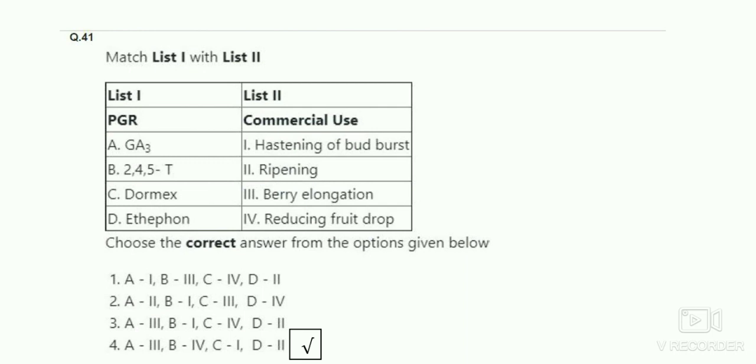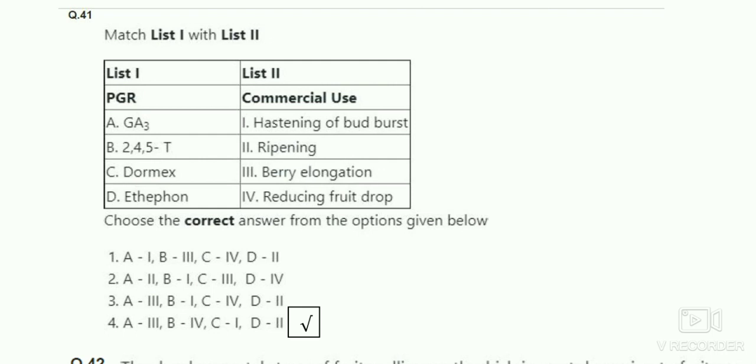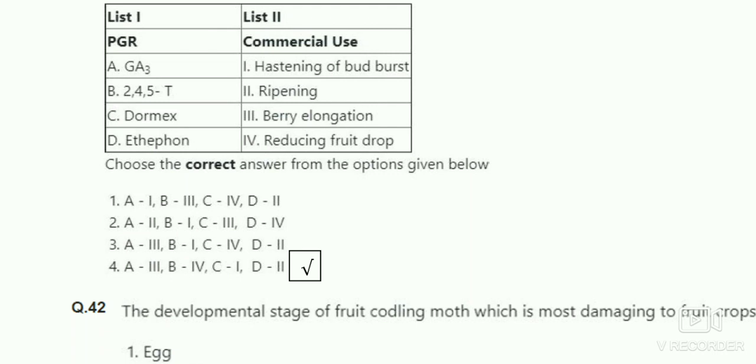Match list 1 and list 2. There is a list of the PGRs and their induction. So GA3 for berry elongation. Then 2,4,5-T reducing fruit drop. Then Dormex, which is also a kind of hydrogen cyanamide, for hastening of bud break in grape. Then ethephon for ripening, and the chemical name of ethephon is 2-chloroethyl phosphonic acid.